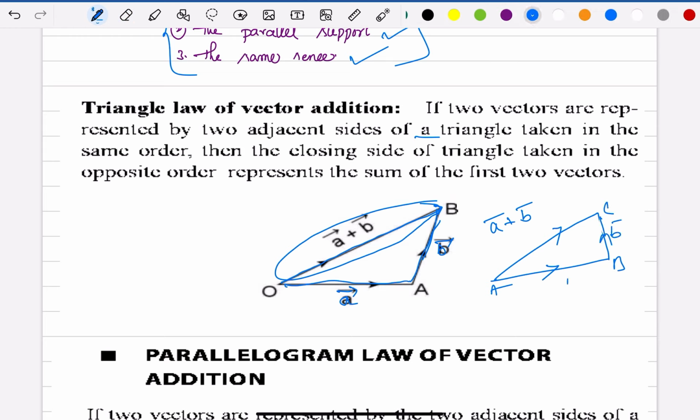This is the vector length, this is B, A. Now AC is equal to A vector plus B vector. This is the closing side. So the vector is moving from A to B, then B to C. To close this, by adding A and C, this side is called the closing side. The closing side is equal to the sum of the two adjacent sides. So AC is equal to A plus C. So this is the triangle law of vectors.